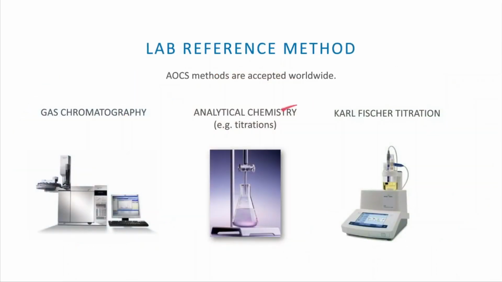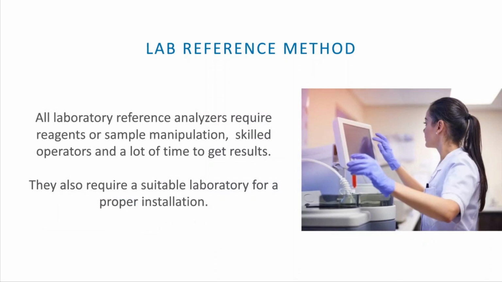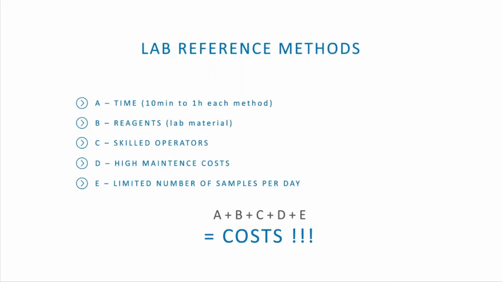Most of the wet chemistry for edible oils are titrations and gas chromatography tracings. All laboratory reference analyzers require reagents or sample manipulation, skilled operators, and a lot of time to get results. They also require a suitable laboratory for a proper installation. Time, reagents, skilled operators, high maintenance costs, and limited number of samples per day. The sum of all these factors may be resumed in a simple word: cost.